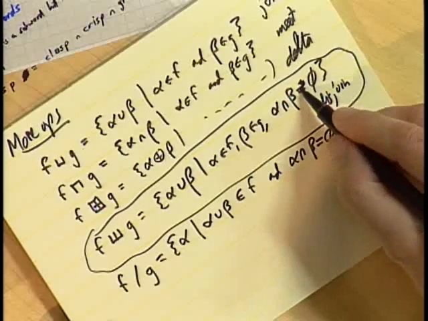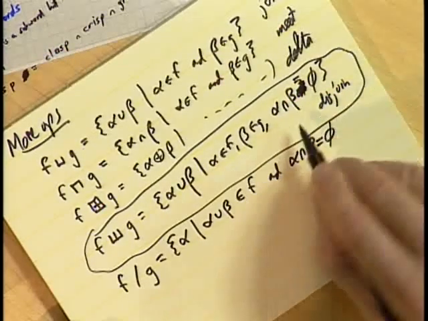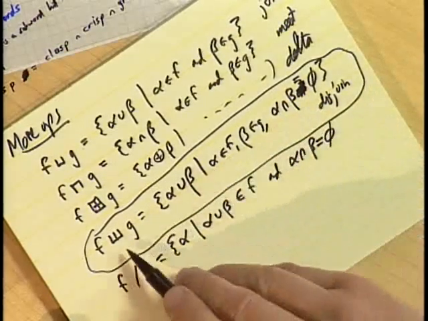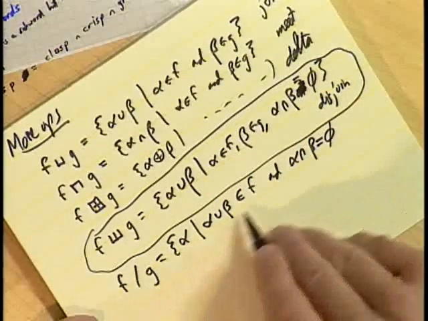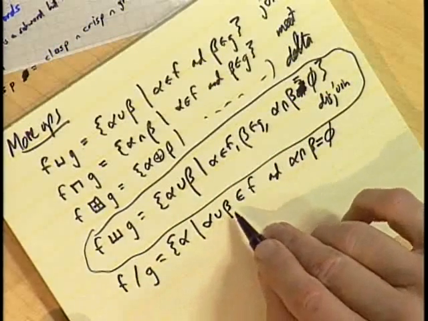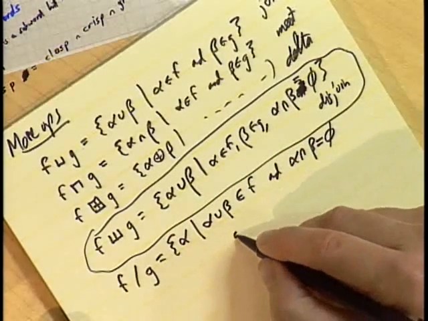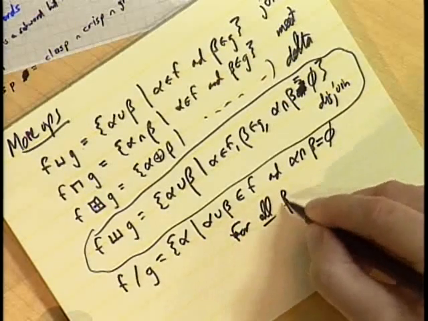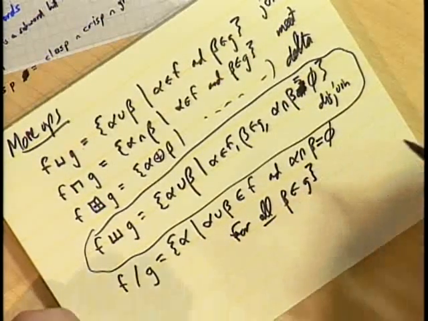This is equals empty here. I meant that they're disjoint, not that they intersect. So the disjoint was that one. But this one says that I take a disjoint union, and this is for all, not just for some, for all beta in G.